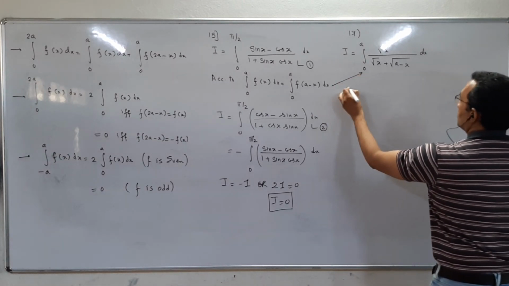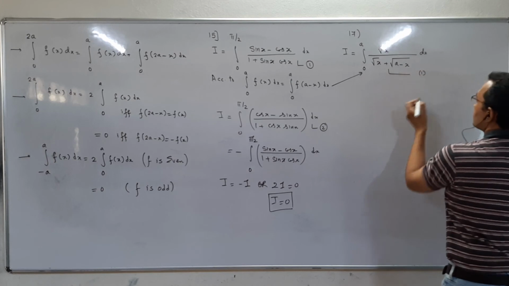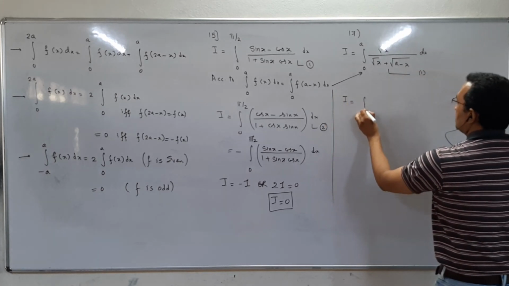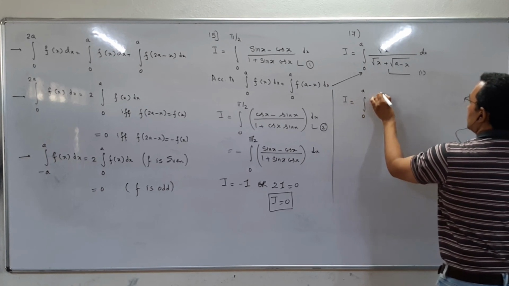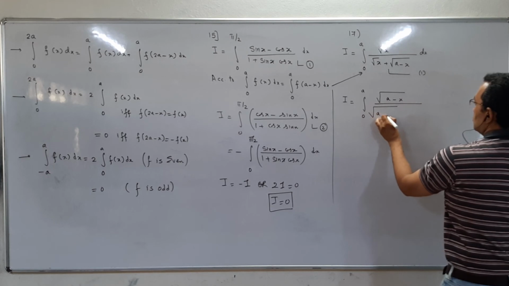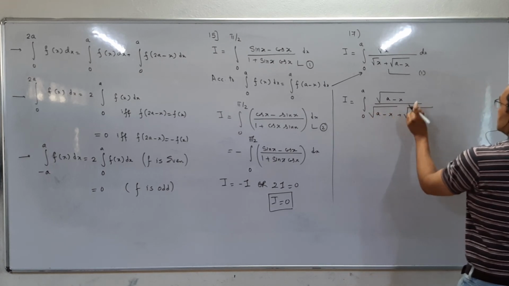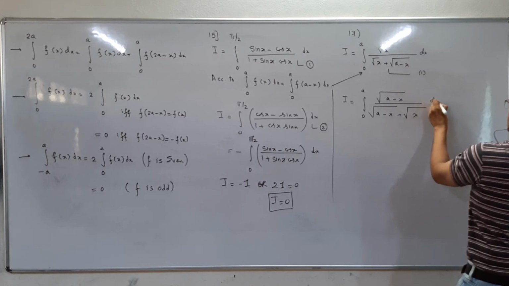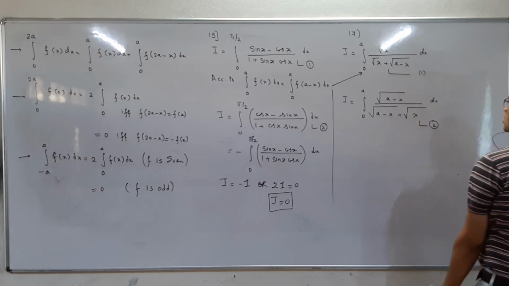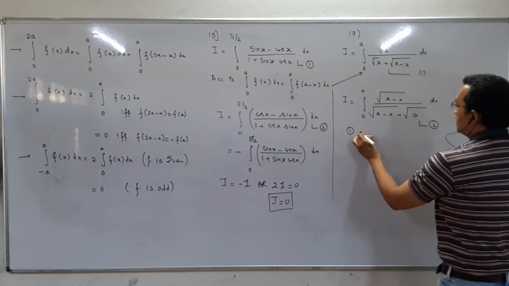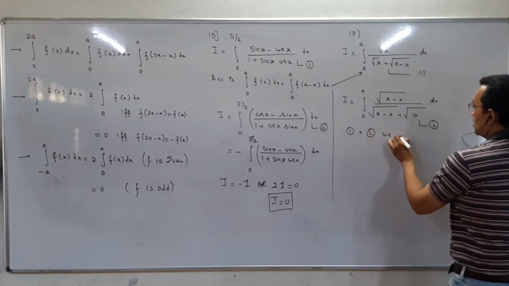Now same property. According to the same property, so this is result 1. Now after applying the property, I am not writing the property, we get integration 0 to a of root of a minus x upon root of a minus x plus root of x dx. This is result 2. Here definitely I have to add results 1 and 2.